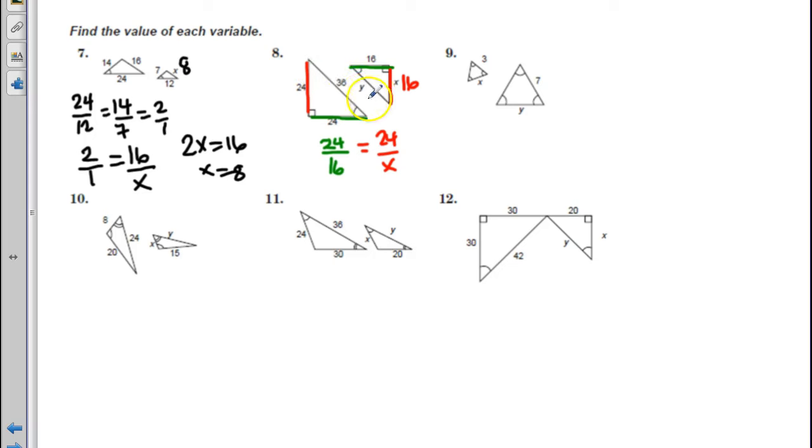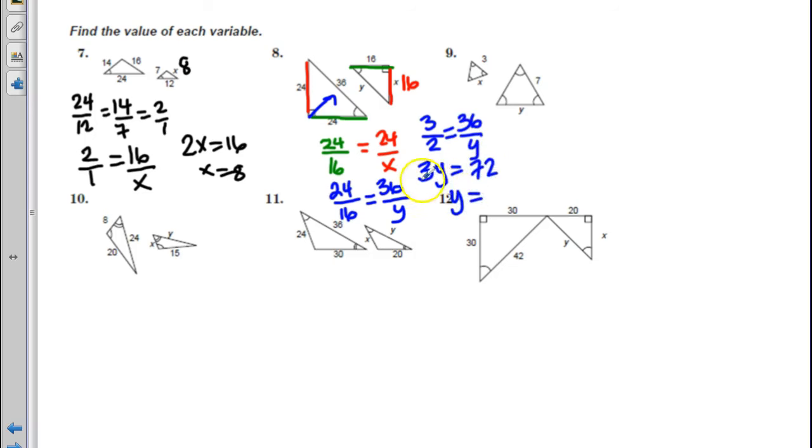All right, so let's look at the next one. Now we're trying to find the hypotenuse, right? The side that's opposite the right angle. So 24 over 16 equals 36 over y. Now 24 over 16, we can definitely reduce that because 8 will go into both of those, so that'd be 3 halves. So 3 halves equals 36 over y. Cross multiplying here, 3y equals 72, or y, 3 will go into 7 twice with 1 left over, and then 3 will go into 12 4 times. Y is 24.